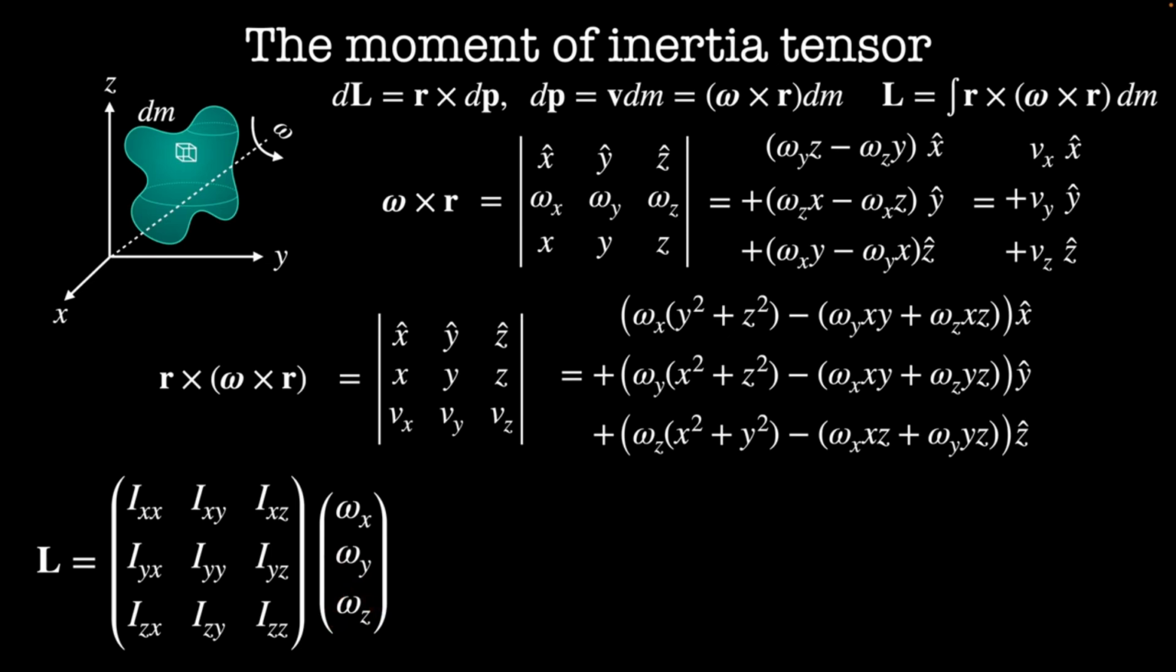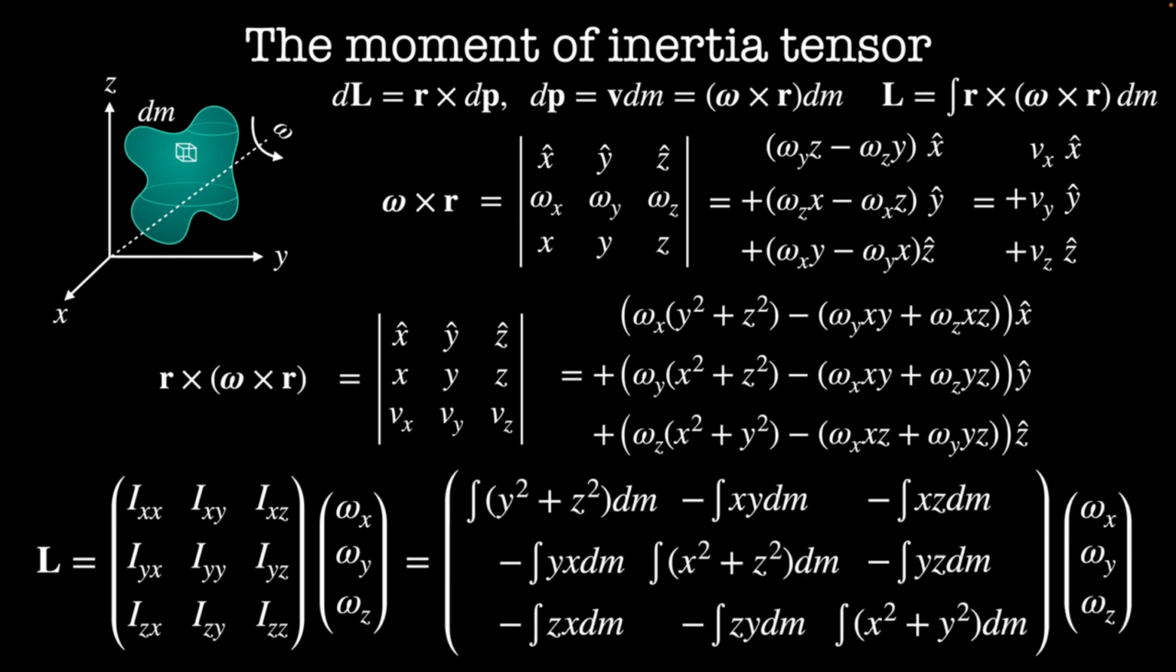And when we factor out the omega x's, omega y's, and omega z's, we're left with a rank 2 tensor that has all of the components of our moments of inertia. Thus, our full moment of inertia tensor is given by the integral of y squared plus z squared dm, minus the integral of xy dm, minus the integral of xz dm; minus the integral of yx dm, the integral of x squared plus z squared dm, minus the integral of yz dm; minus the integral of zx dm, minus the integral of zy dm, the integral of x squared plus y squared dm.